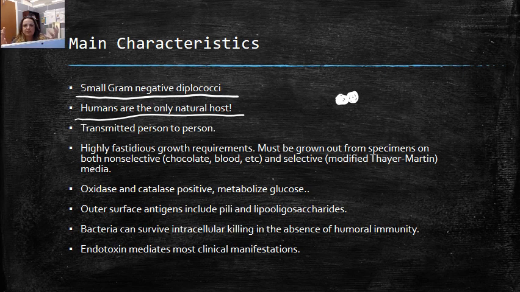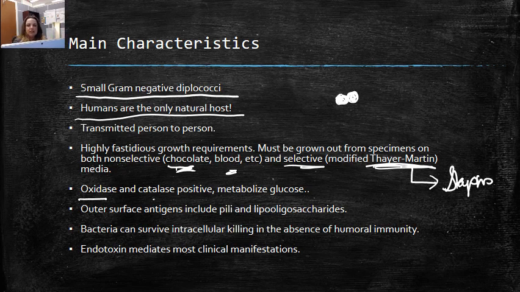It's a highly fastidious organism. It has very specific growth requirements, and it must be grown out from specimens on both non-selective and selective media. Your non-selective media would be something like chocolate or blood. Selective media would be something like Thayer-Martin. Thayer-Martin has antibiotics that will prevent the growth of some other organisms like our staphs and streps, but not typically Neisseria. That said, there are some Neisserial species that are susceptible, in which case chocolate is going to be a better option.